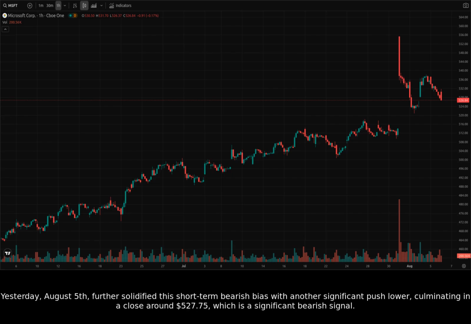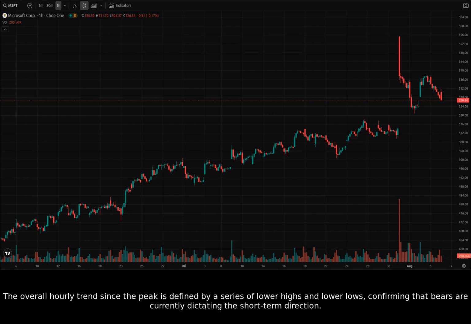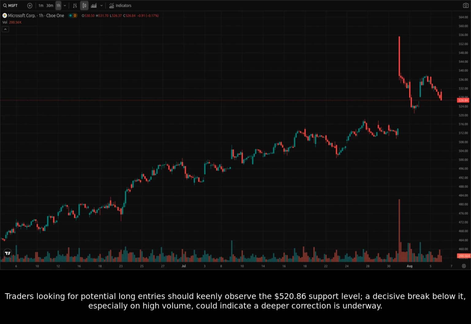Yesterday, August 5th, further solidified this short-term bearish bias with another significant push lower, culminating in a close around $527.75, which is a significant bearish signal. The overall hourly trend since the peak is defined by a series of lower highs and lower lows, confirming that bears are currently dictating the short-term direction. Traders looking for potential long entries should keenly observe the $520.86 support level. A decisive break below it, especially on high volume, could indicate a deeper correction is underway.